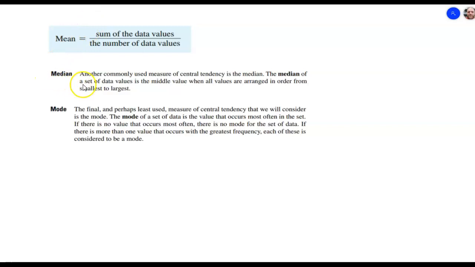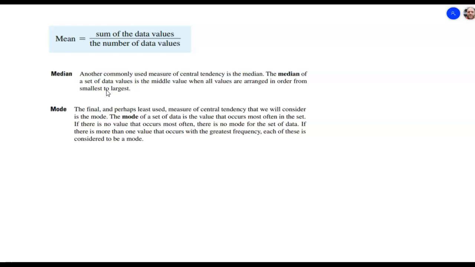The median is another way that we can measure the middle of a data set, but we do it a different way. We arrange all the data in order from smallest to largest, and we find the middle value. When we have an odd number of values, that's going to give us an exact middle value that we can use for our median.